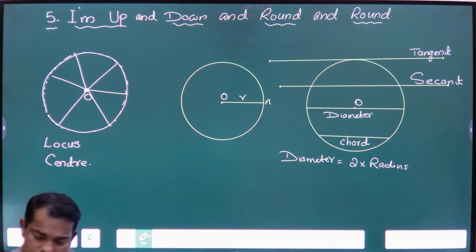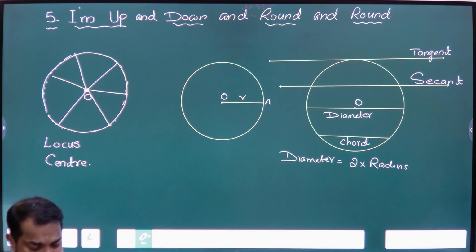Next question. What is the relation between diameter and radius? Diameter is equal to twice the radius.